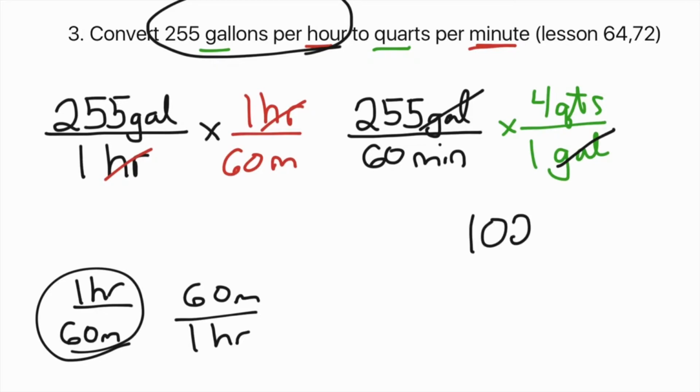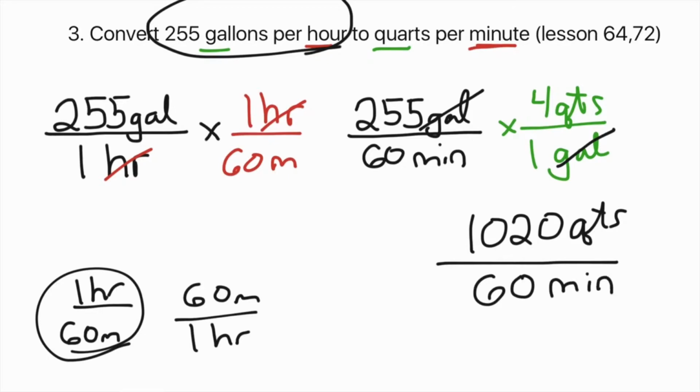255 times 4 quarts is 1,020 quarts over 60 minutes times 1 is 60 minutes. And now I don't want to do it out of 60 minutes, so I needed to divide 1,020 divided by 60, and I get 17 quarts per 1 minute.